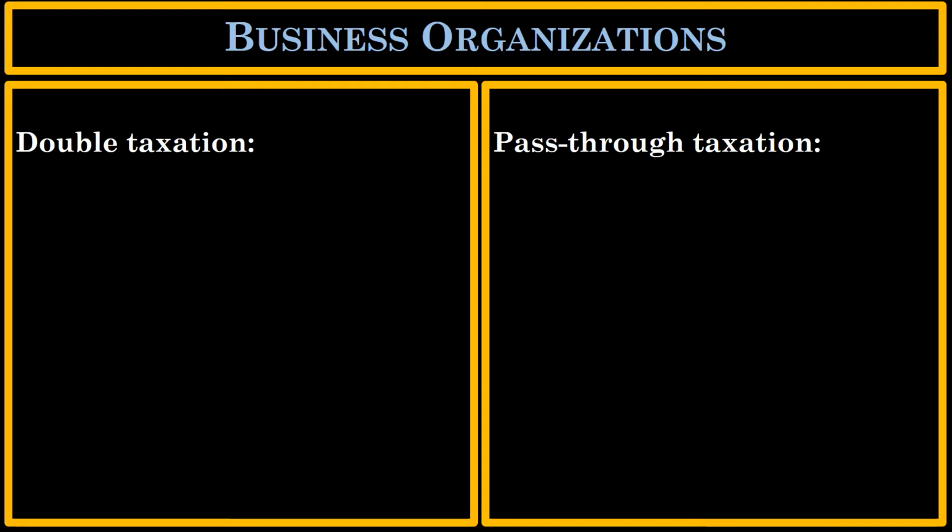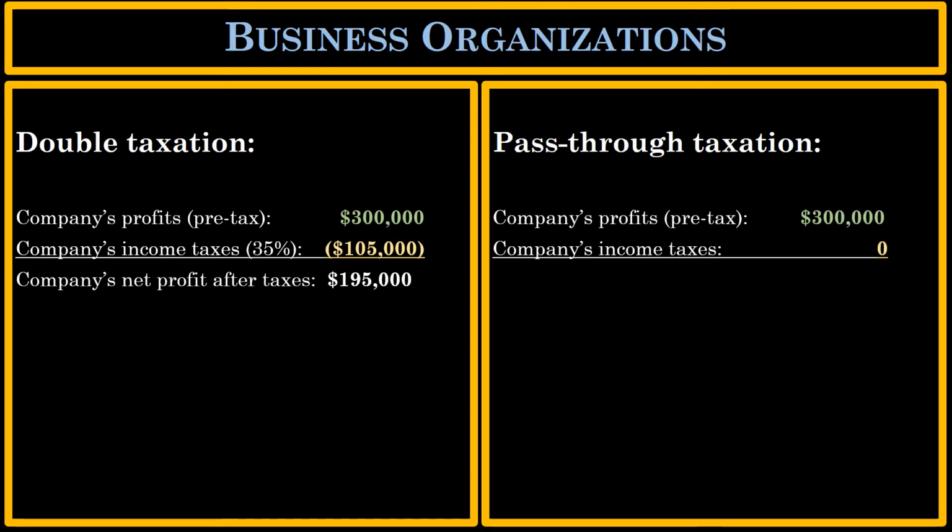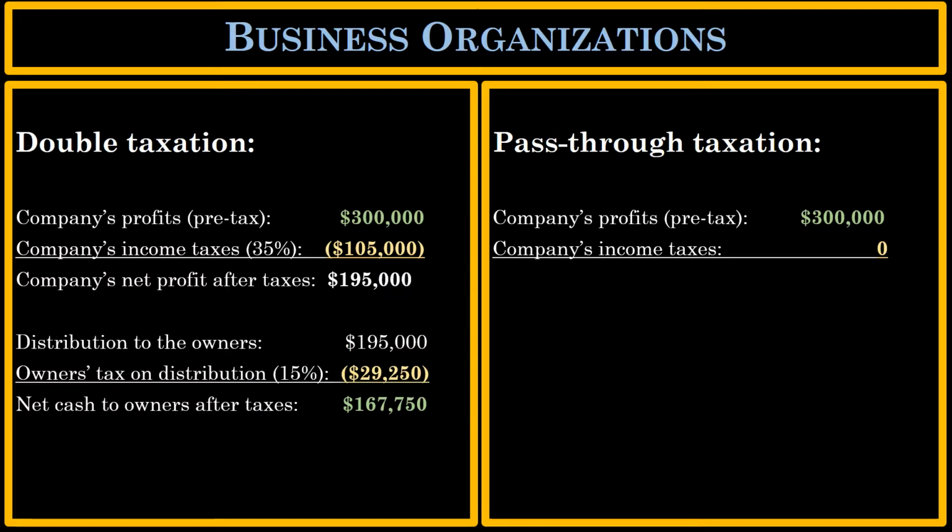Let's compare double taxation and pass-through taxation side by side. In our example, our company's profits were $300,000 before taxes. If our company is taxed at a 35% rate, then the company's income taxes are $105,000, and the company's net profit after taxes is $195,000. In double taxation, we have income taxation at the entity level. The company must pay taxes on its profits. In the pass-through taxation regime, the company's pre-tax profits are $300,000, and the company pays no income taxes at this level.